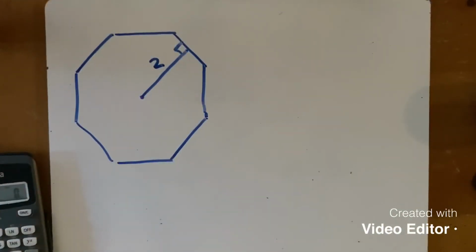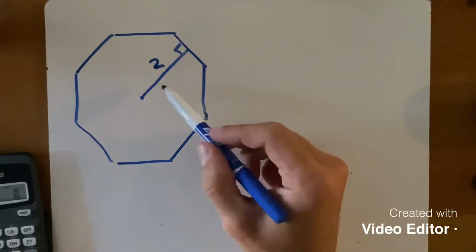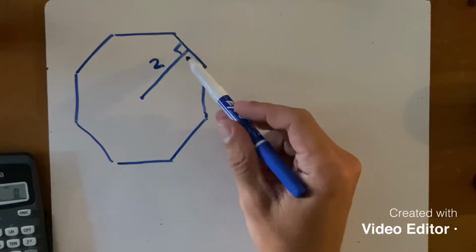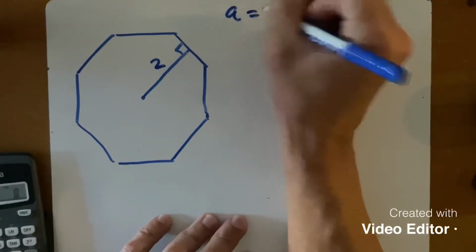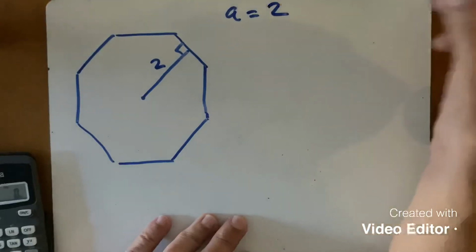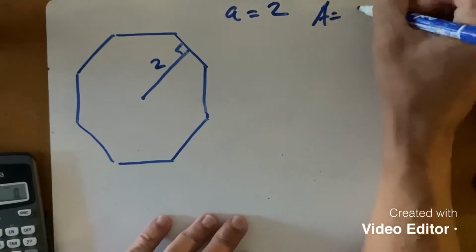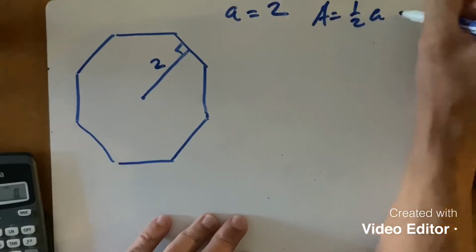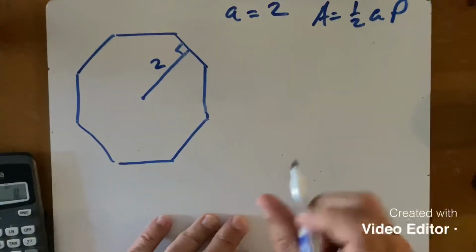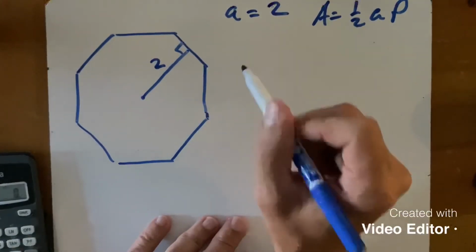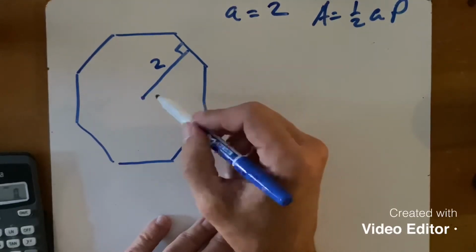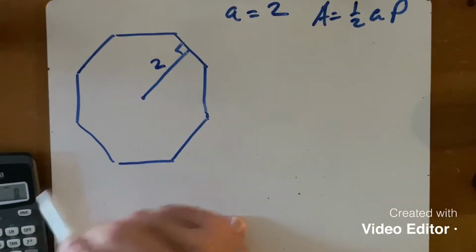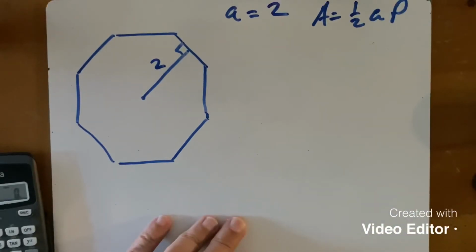Okay, so the last problem, we have a regular octagon. But this time they give us the length of the apothem. It's right there, that's equal to 2. So half the equation is already done for us, because area is 1/2 A times P, so we just need to find the perimeter. How do we find the length of that side? Well, we're going to use our central angle and our trig ratio to form up that right triangle and find that missing piece.